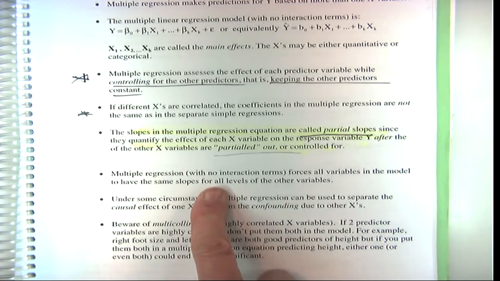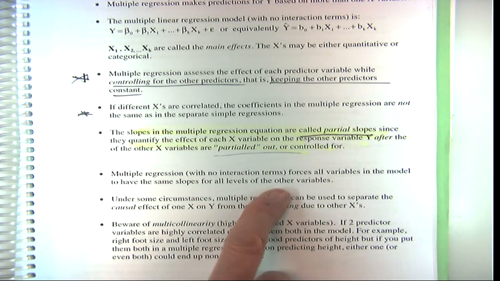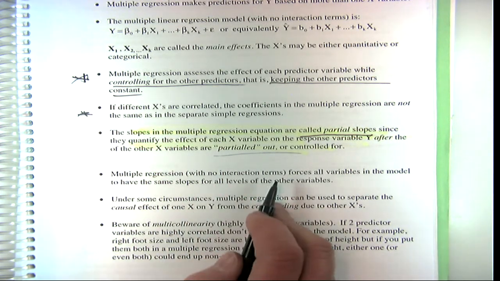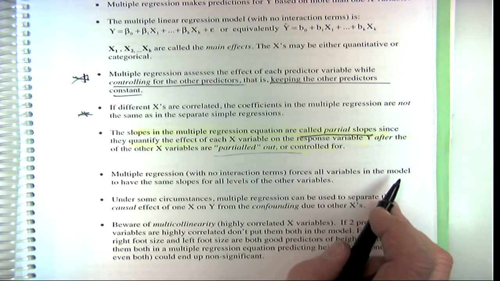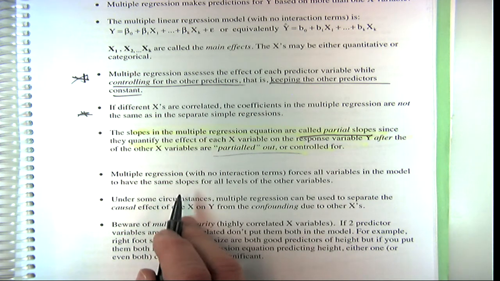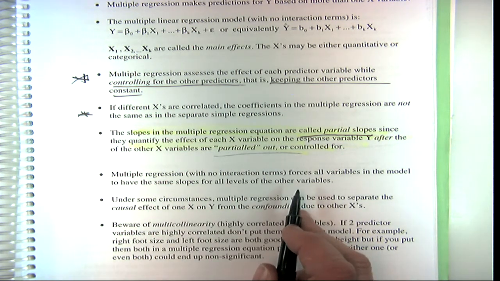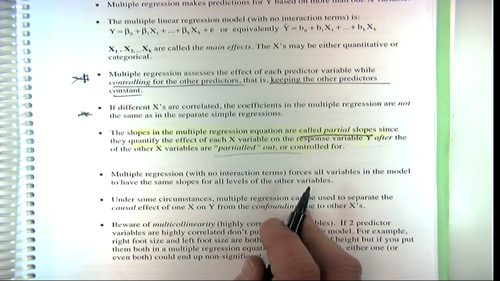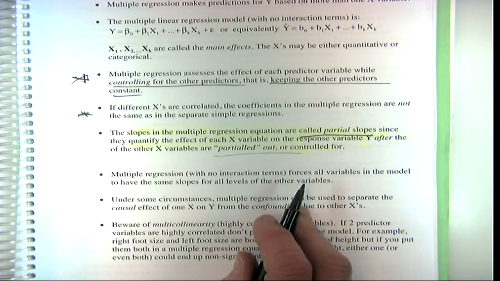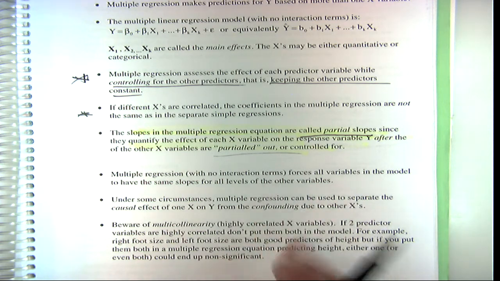We haven't talked about interaction terms yet. Without an interaction term, as we saw before, it forces all variables in the model to have the same slope for all levels of the other variables. We saw that when we stratified into males and females: if you don't include an interaction term, you have to have the same slope for each. An interaction term allows for different slopes.